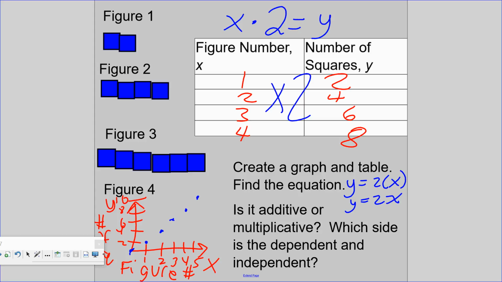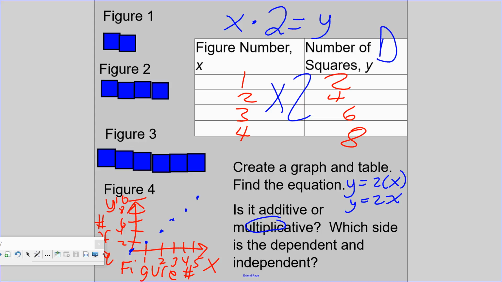So my equation is multiplicative. I had to multiply by 2 to find the number of squares. So to find the number of squares, you multiply the figure number by 2. Now, which side is the dependent and which side is the independent? Let's think. Which one makes more sense to you? Does the figure number depend on the number of squares, or does the number of squares depend on which figure number? The second one made more sense to me.